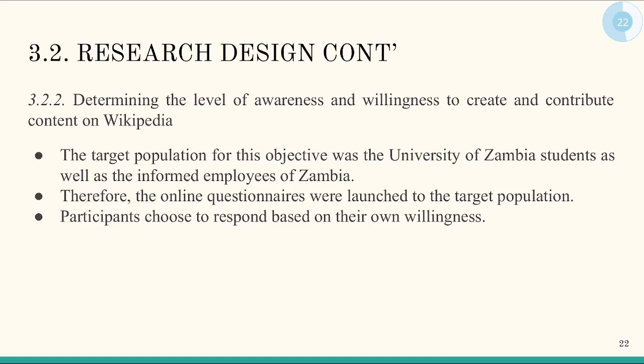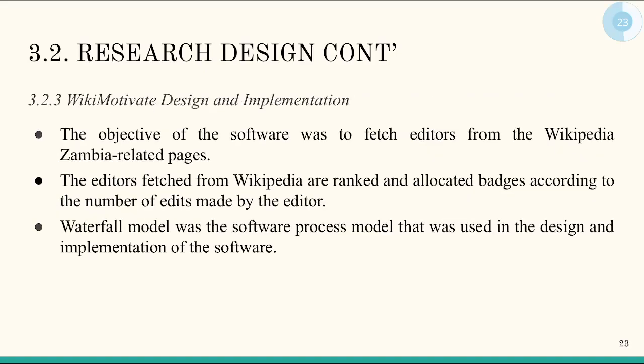Under the second objective, which was determining the level of awareness and willingness to create and contribute content on Wikipedia, the target population was the University of Zambia students, as well as the informed employees of Zambia. Therefore, the online questionnaires were launched to the target population, and participants chose to respond based on their willingness.